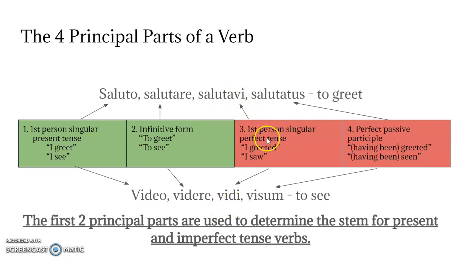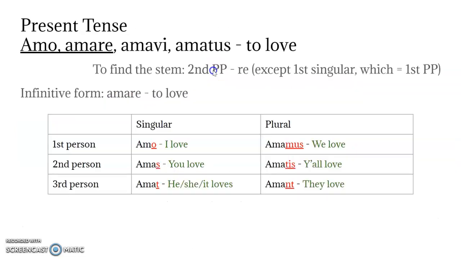Salutavi is the first person singular of the perfect tense, I greeted. And vidi is the first person singular perfect tense of see, so vidi means I saw. When we're forming present and imperfect verbs, like we talked about last week, we only really need these first 2 principal parts. We don't worry about the third one. We definitely don't worry about the fourth one. So that's why these are green and these are red. This one will turn green in a little bit.